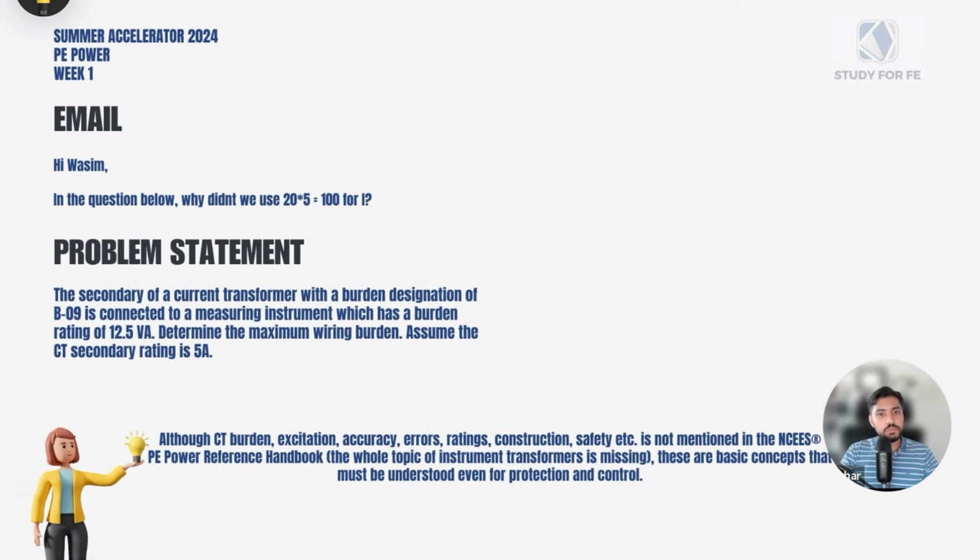All right, the next question I have over here is, hi Wasim, in this question attached, and this is a question from the mini exam, why didn't we use 20 times 5? So 20 times 5, guys, what is this 20 times 5? What is 20 and what is 5 here? Okay, so more generally, it's called the 20x rule, correct? The 20x rule. And where's the 5 coming from? The 5 is the secondary amps, correct? So 20 times 5, right?